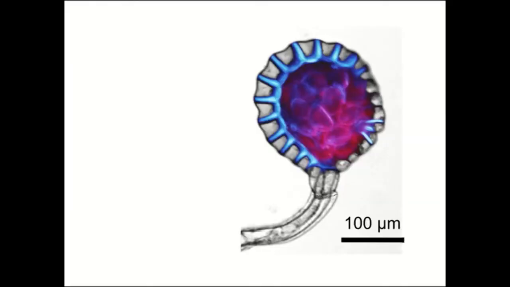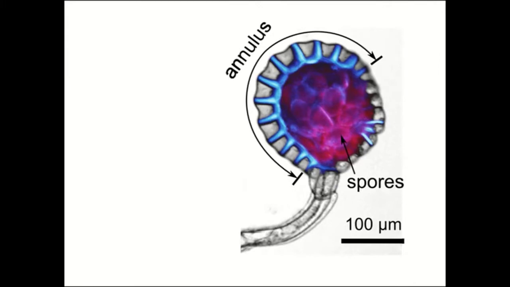To understand how the spores are ejected, we must look more closely at the structure of the sporangium. The sporangium is a thin spherical capsule that encloses the spores. A row of specialized cells sits to one side of the sporangium.